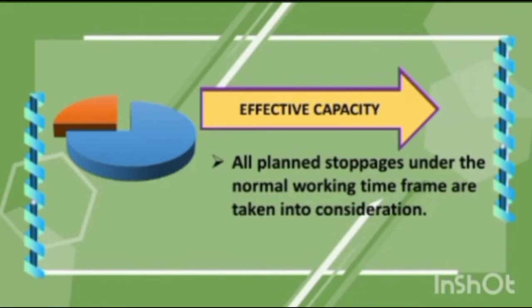Next is the effective capacity. So effective capacity considers how the operation will run on a long-term basis and how it will be staffed and how it will be maintained. So all planned stoppages under the normal working time frame are taken into consideration. So this can also be known as available capacity. So the stoppages here may include shift changeovers, lunch breaks, set-up times, and many other operational factors.